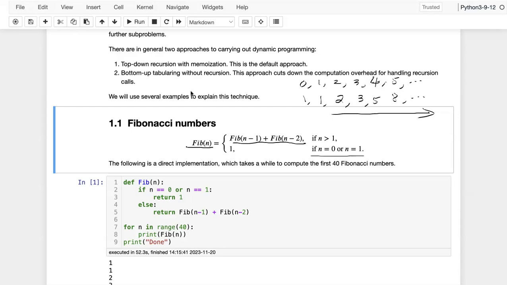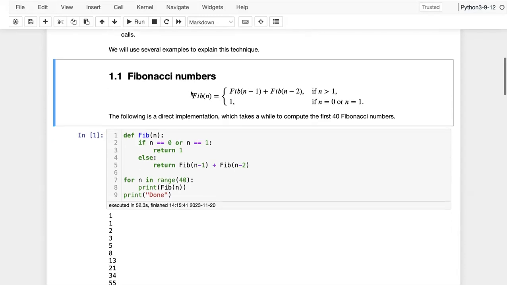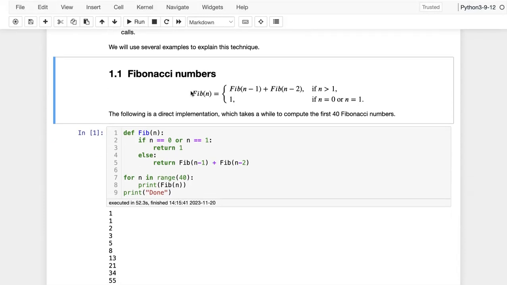Okay, easy enough. Then we can use a direct recursion to compute this, right? So it's straightforward. If n is equal to 0 or n is equal to 1, return 1, else return fib of n minus 1 plus fib of n minus 2, and the function here is fib of n. And then let's say for n in the range of 40, where we want to compute all of the Fibonacci numbers up to, in this case, fib of 39.